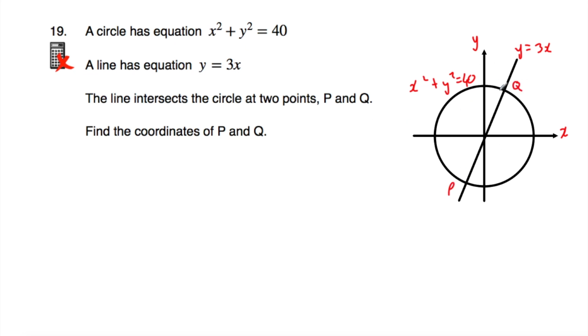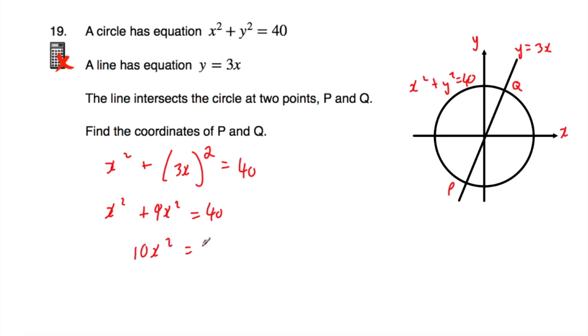Okay, so to find the coordinates of these 2 points, we're going to solve these simultaneous equations. We're going to substitute the 3x in for y here. So we've got x squared plus, and then instead of y, it's going to be 3x, and I've just put that in brackets, squared equals 40. So we've got x squared, and then 3x squared would be 3x times 3x, which would be 9x squared, so plus 9x squared equals 40. And then x squared plus 9x squared would be 10x squared, and that equals 40.